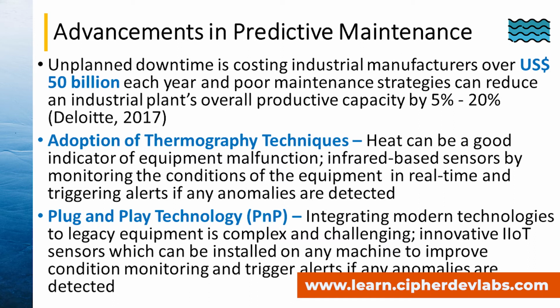Then also there's plug-and-play technologies, or what we call P&P. So it's basically integrating modern technology with legacy equipment because it's really challenging, as they do not have a shared communication protocol to communicate with all the modern devices that we have. So plug and play devices basically can be easily plugged in or stuck to an equipment, and it will automatically understand and sense if there are any anomalies detected. So industrial Internet of Things sensors can be installed on any machine to improve the condition monitoring, triggering alerts if any anomalies are detected.